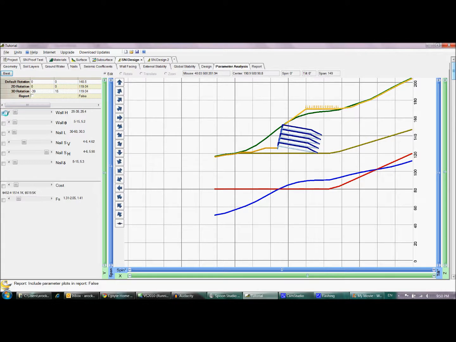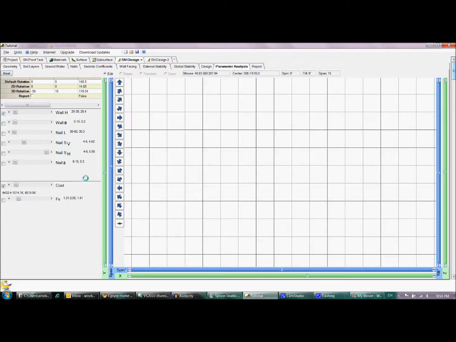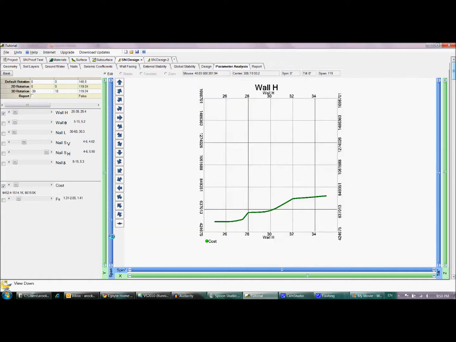However, we can view that graphically by moving down. You can see that as the wall height increases, the cost of the wall increases. And now what happens whenever we change the wall batter angle?